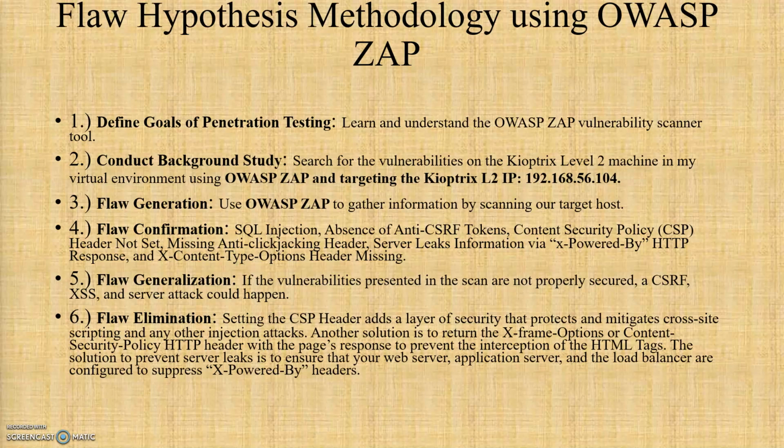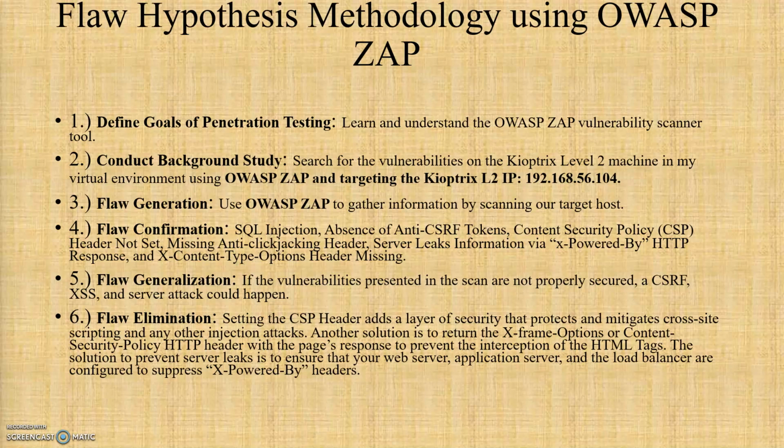The flaw confirmation was the following: SQL injection, absence of anti-CSRF tokens, content security policy header not set, missing anti-clickjacking header, server leaks information via the X-Powered-By HTTP response header, and X-Content-Type-Options header missing. The flaw generalization is that if the vulnerabilities presented in the scan are not properly secured, a CSRF, cross-site scripting, and server attack could happen.